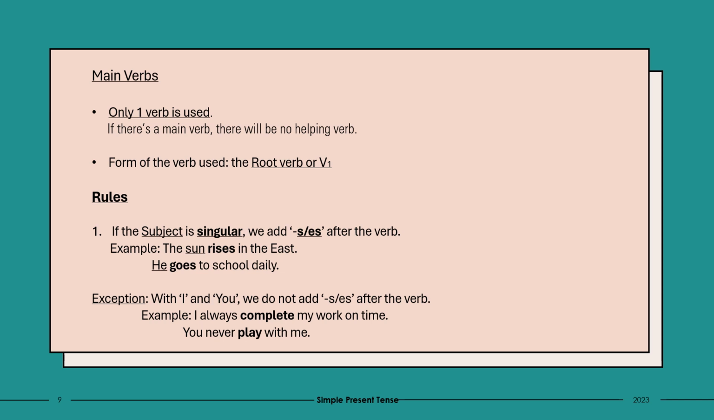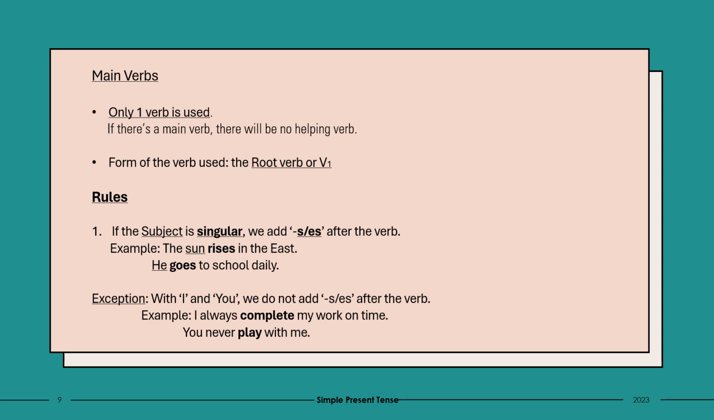So these are the main verbs. So it's obvious, if there is a main verb in the sentence, there will not be any helping verb, because we use only one verb in simple present tense. Now the form of the main verb that we are going to use is the root verb, or you can say the first form of the verb.